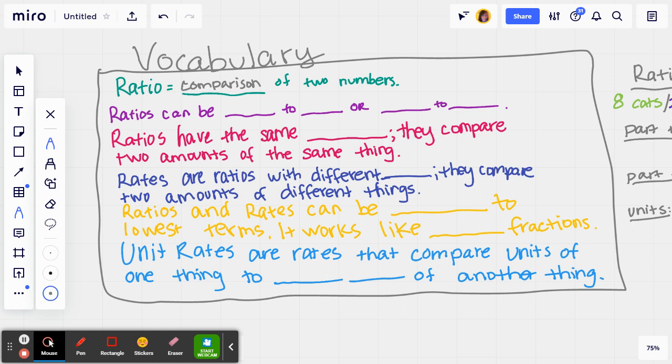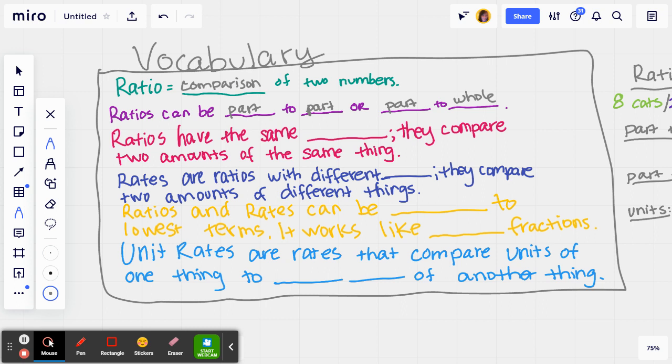Ratios can be blank to blank or blank to blank. So we're talking about the kinds of things that they're comparing. I wonder if you can remember what that is. All right. Ratios can be part to part, so we're comparing the two things, or it could be part to whole.